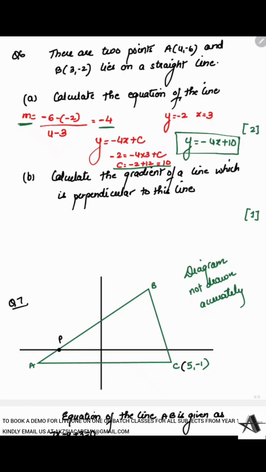Calculate the gradient of a line which is perpendicular to this line. They are only asking for the gradient, and if two lines are perpendicular, the product of their gradients is -1. So let's say the gradient of this line be m and the gradient of the line which we calculated is -4, so m times -4 equals -1. m is plus 1/4. So the gradient of the line which is perpendicular to the previous line is 1/4.